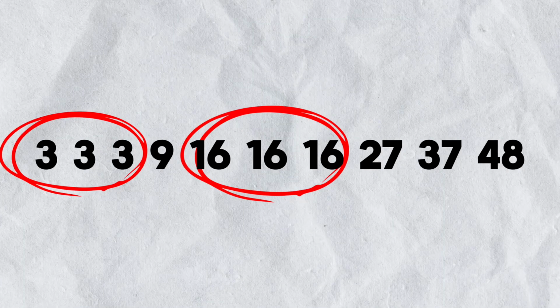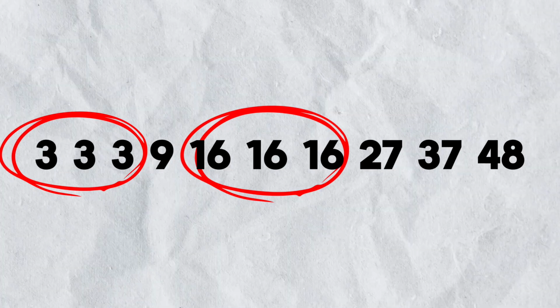Let's have a look at another example. In this dataset, 16 is a mode because it occurs 3 times, which is more than any other number. In the following example, we have 2 modes, number 3 and 16. Therefore, this dataset is called bimodal.